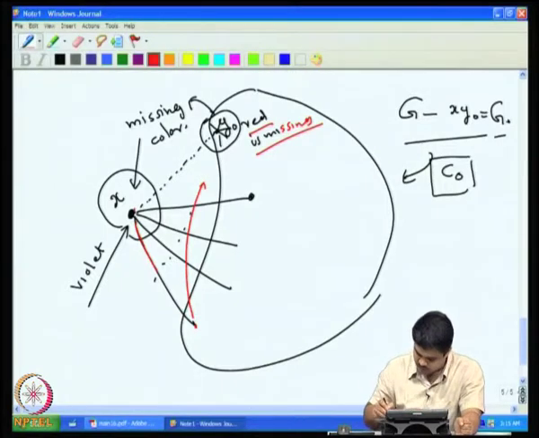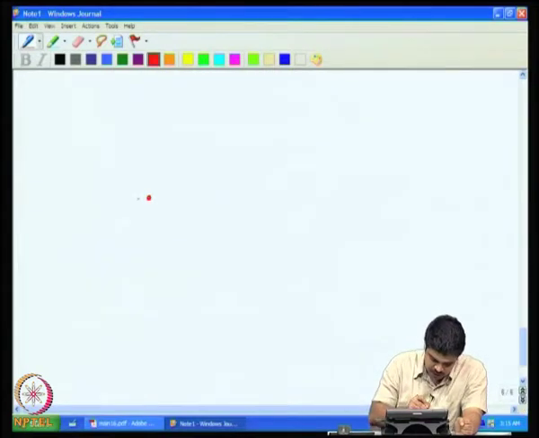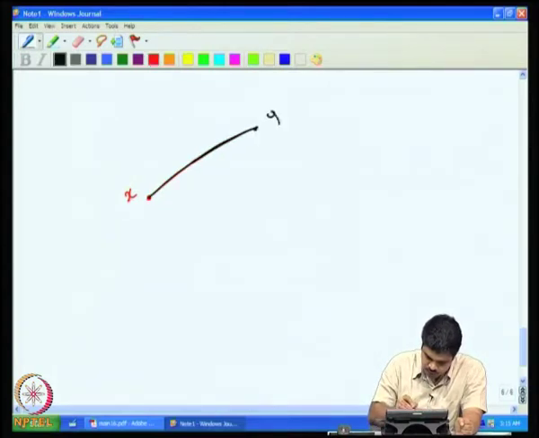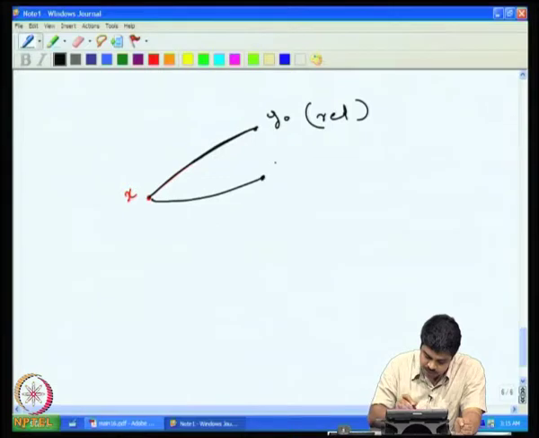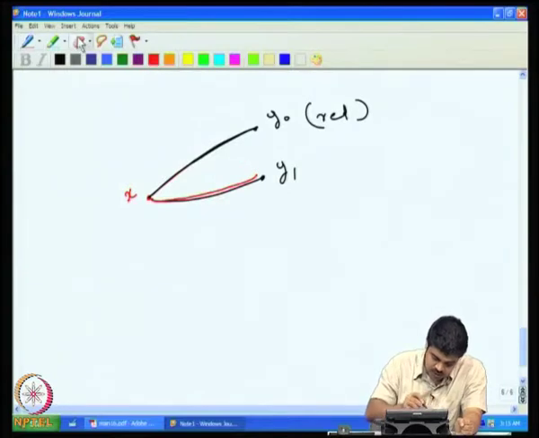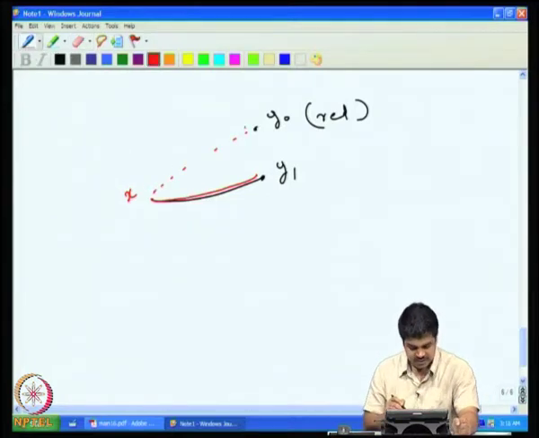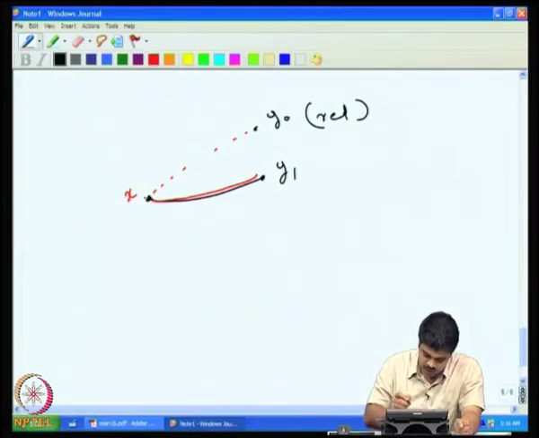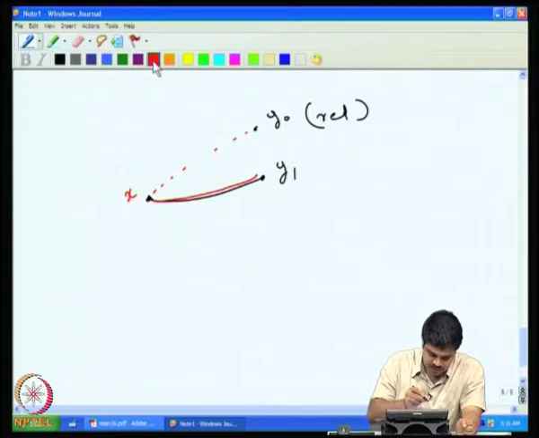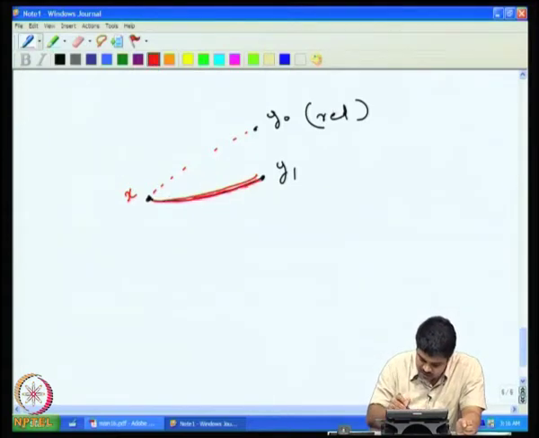In other words, I'll rearrange the neighbors in such a way that, so this is x, here we have y0, and red is missing here. Now I'll pick up the red colored edge here, and call it y1. You remember this edge was not present in G0, but this is a red colored edge, and red is missing here.